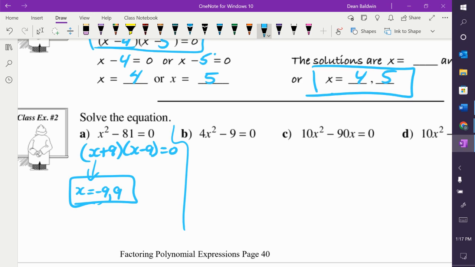B. Is it set equal to 0? Yes. What type of factoring is it? It's two terms separated by a minus sign, so you think difference of squares. I can square root everything in there. What's the square root of 4? Square root of x squared. Square root of 9. So you get 2x plus 3.